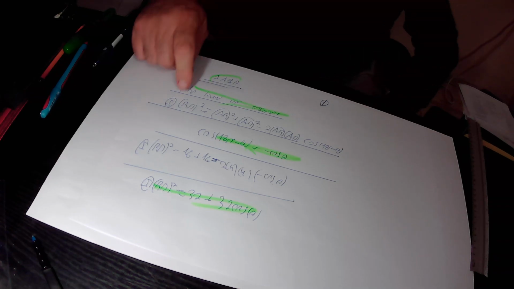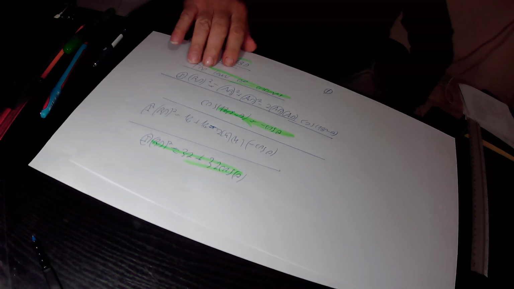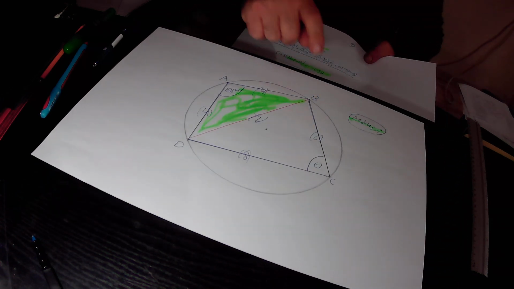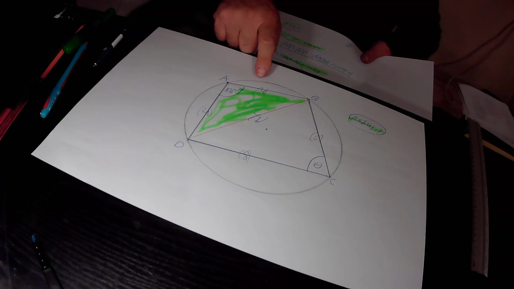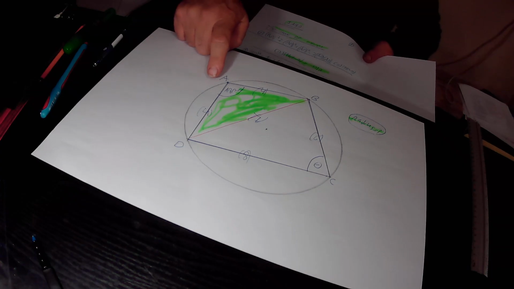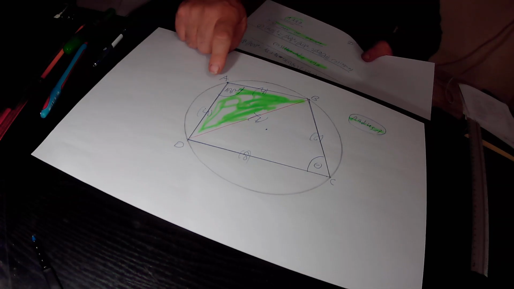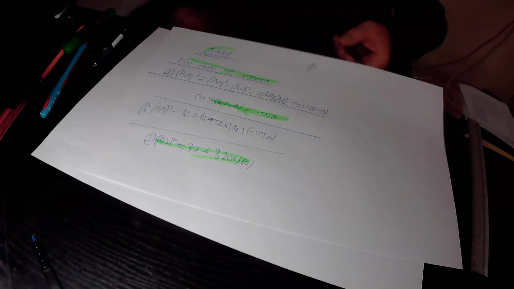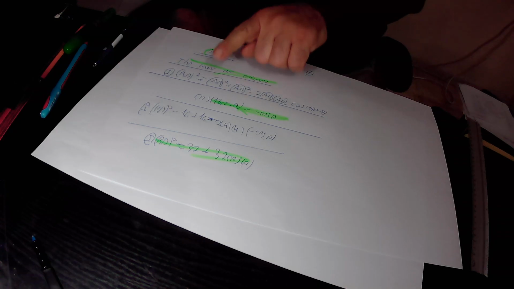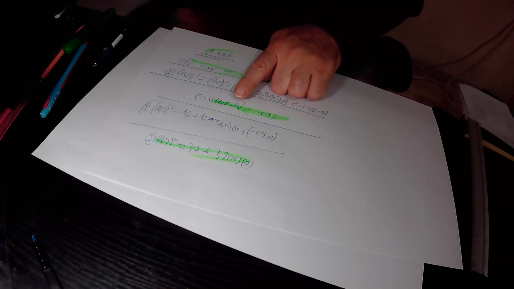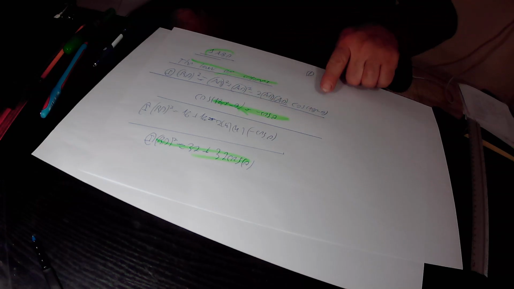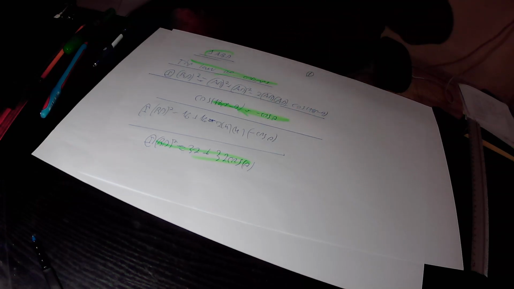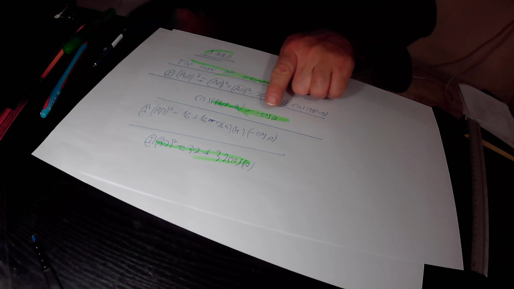So in total, we found that BD squared equals AB squared. AB is 4, therefore AB squared is 4 squared, that is 16, plus AD squared. AD is also 4, therefore AD squared is 16. Minus 2 times AB, that is 4, times AD, that is also 4, times cosine of (180 degrees minus theta). According to equation 1, BD squared equals 16 plus 16, minus 2 times 4 times 4 times minus cosine theta.